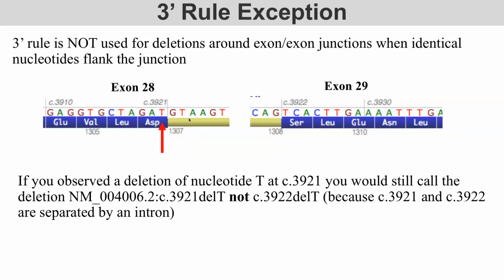So this is a case, again, where you would not do a 3' shifting, even though 3921 and 3922 are next to each other, because they're actually separated by an intron and not really next to each other. So you are able to interrogate which T really is deleted.